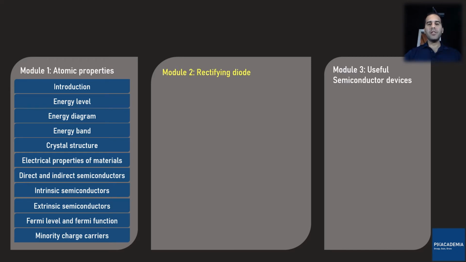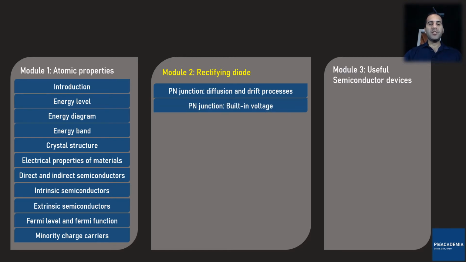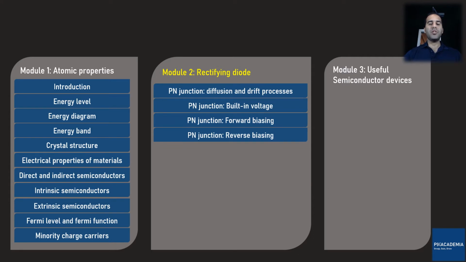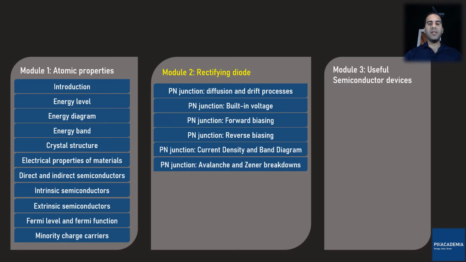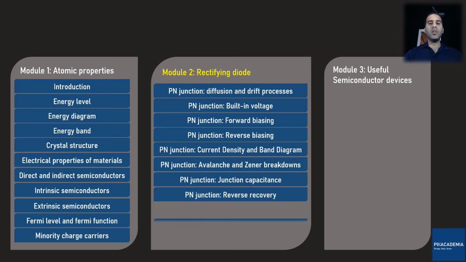Module 2 mainly focuses on the rectifying diodes. In Module 2, you can expect the following topics to be covered: diffusion and drift processes in p-n junctions, built-in voltage of p-n junctions, forward voltage of p-n junctions, reverse biasing of p-n junctions, current density and band diagram for p-n junctions, avalanche and Zener breakdowns in p-n junctions, junction capacitance in p-n junction, reverse recovery, PIN diodes, and Schottky junction.